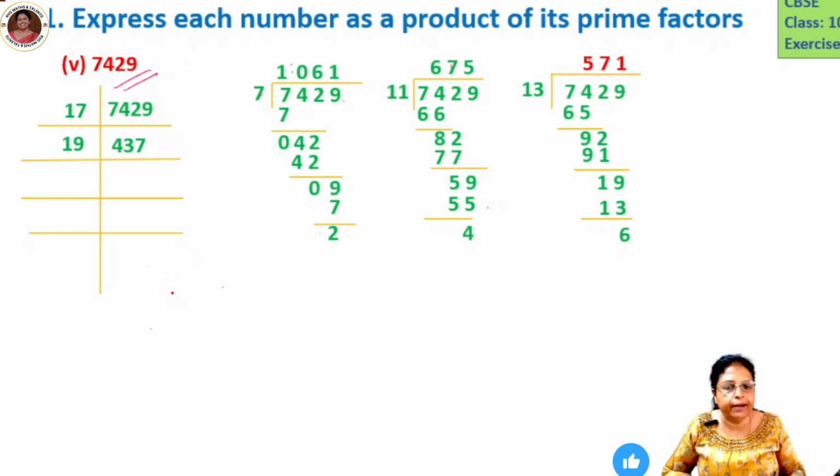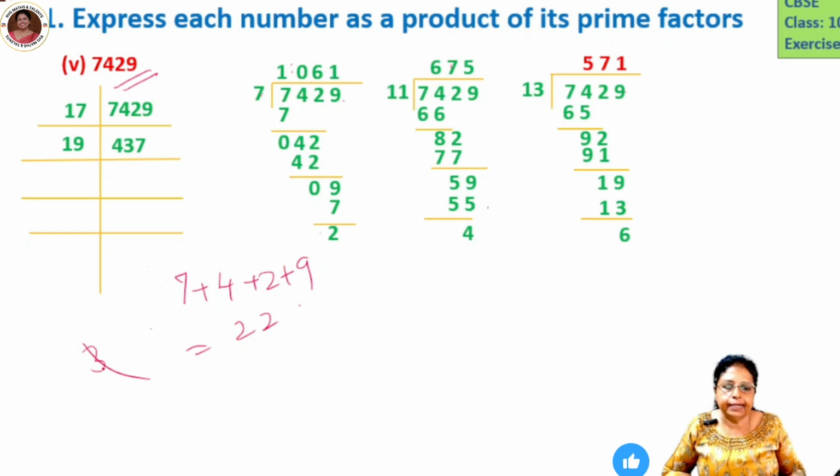7429 is not an even number, so 2 is not a factor. Then 7 plus 4 plus 2 plus 9 is 22. It's not a multiple of 3, so 3 is not a factor.